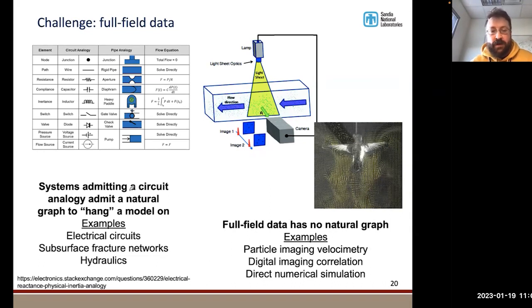So there's plenty of applications that we work on, like machine learning models for electrical circuits, hydraulic networks, where there is this kind of natural network already built into the problem. But for the actual problems that we probably care the most about, there is no obvious network. Somebody just gives you a velocity field, which we would call full field data. So that could be like PIV or DIC. Those are two experimental techniques for extracting a velocity field or a deformation field from a fluid or a solid flow. It could also be if somebody hands you DNS, like a high fidelity turbulence simulation, right? There's no graph there. It's just a vector field.